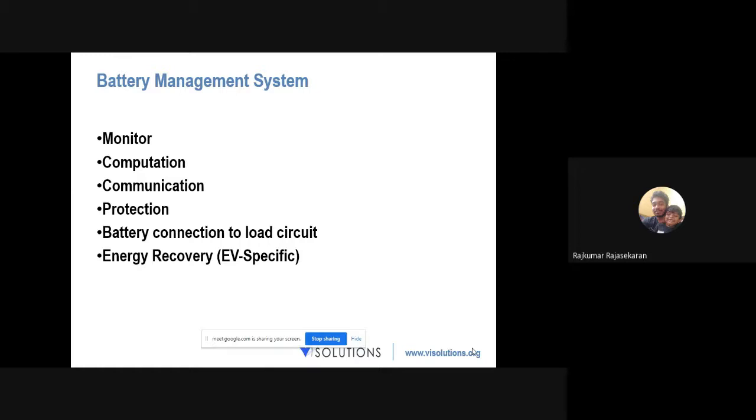And also energy recovery, from doing a brake. Energy recovery is very specific to EV. So this could be employed by a battery management system.